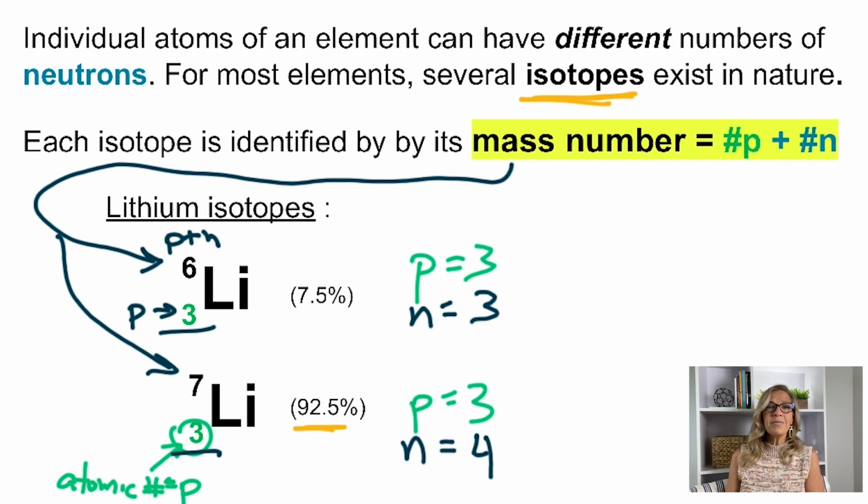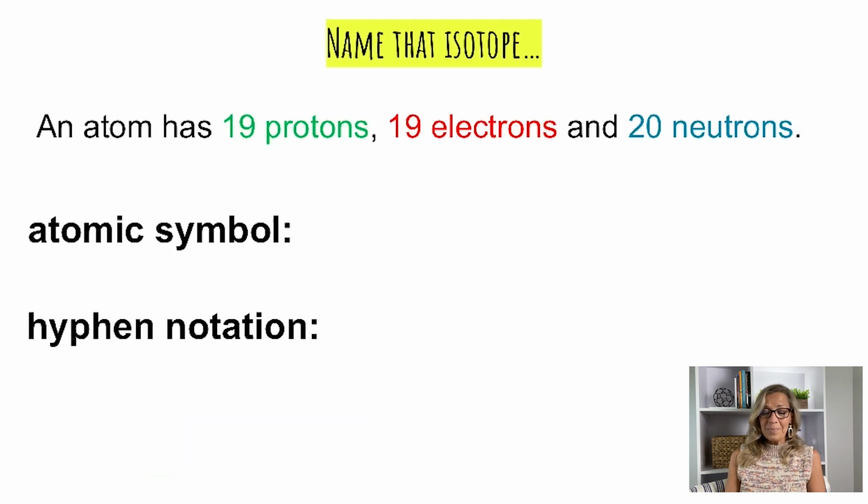Okay, so the only difference in these 2 isotopes of lithium is one has 1 more neutron than the other. So in order to determine the number of neutrons, what do you have to have? The mass number. Is that on the periodic table? It's not. Okay, now let's do a little practice here.